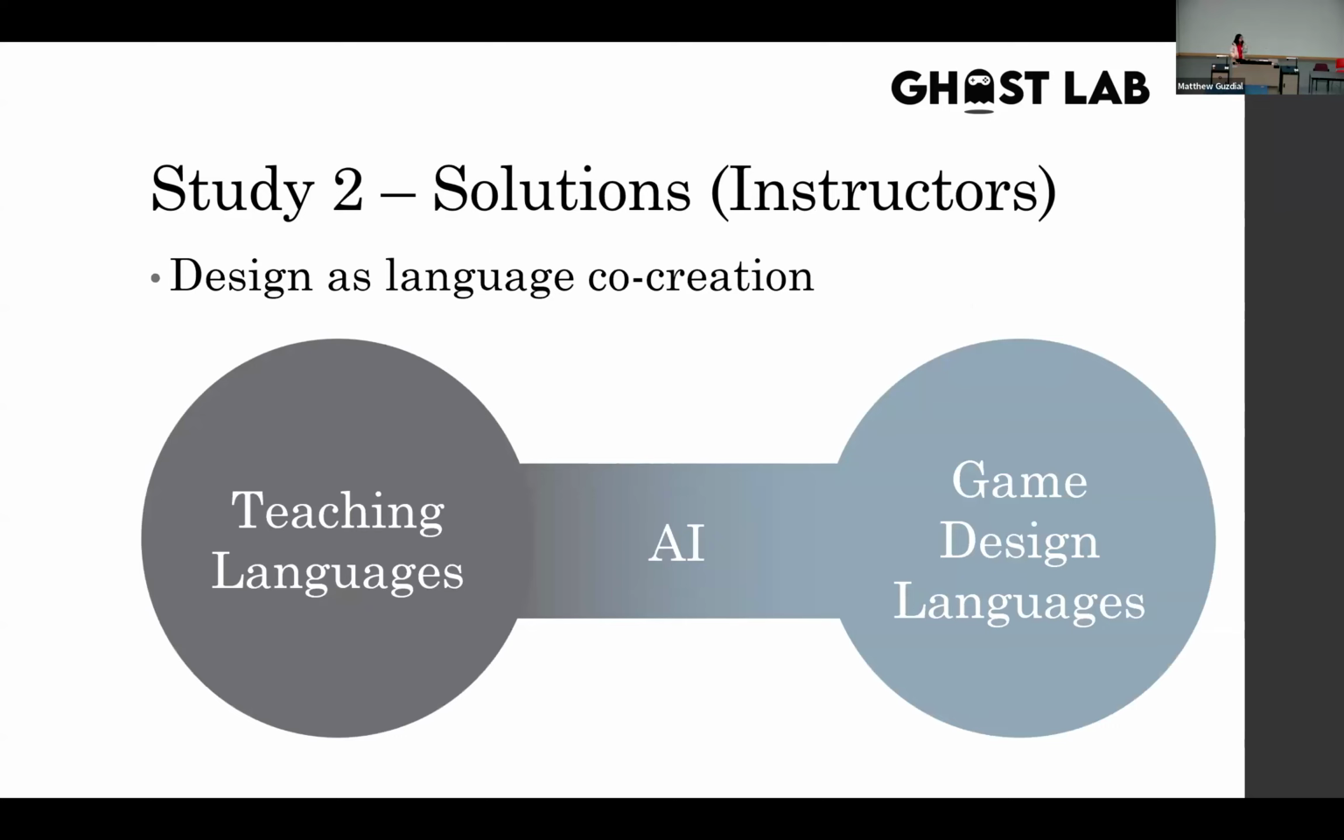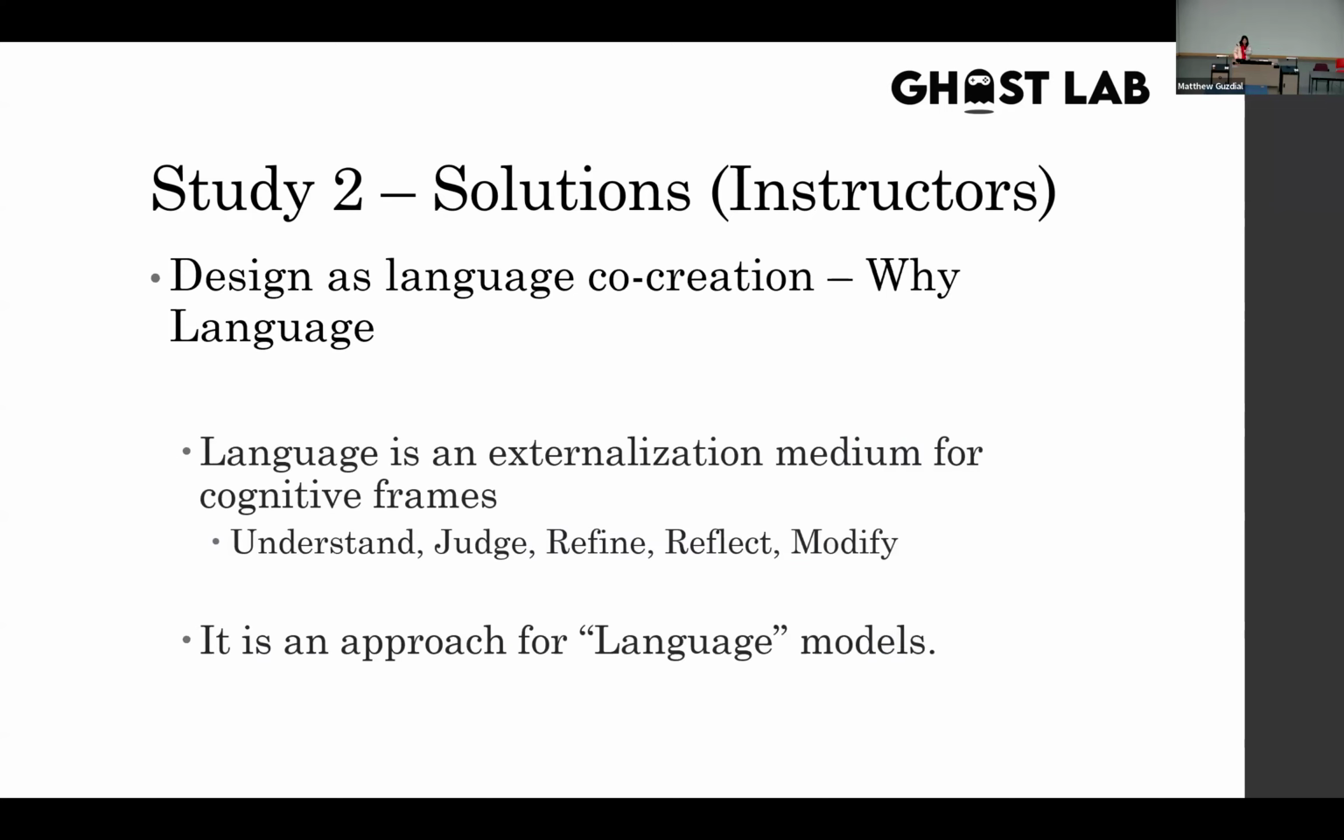So my solution, based on these requirements, is that I propose design as language co-construction, where we use AI to bridge teaching languages and game design languages. Why do I use language? Language is an externalization medium for cognitive frames. So it helps instructors understand how games are related to their course, and it's also, of course, an approach suited to language models.